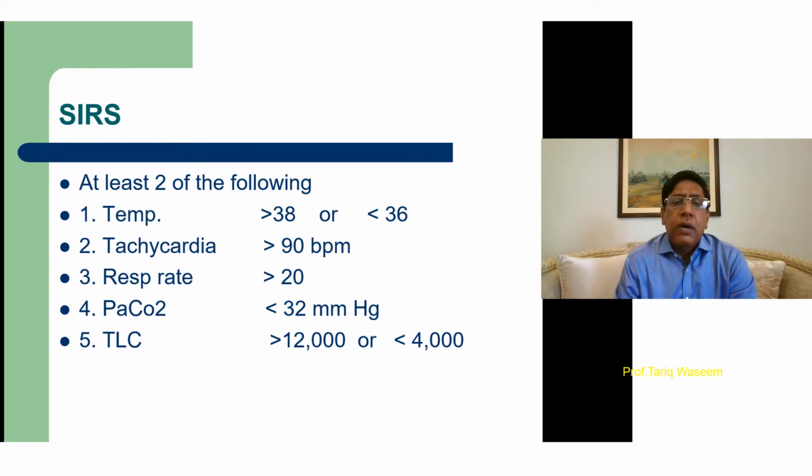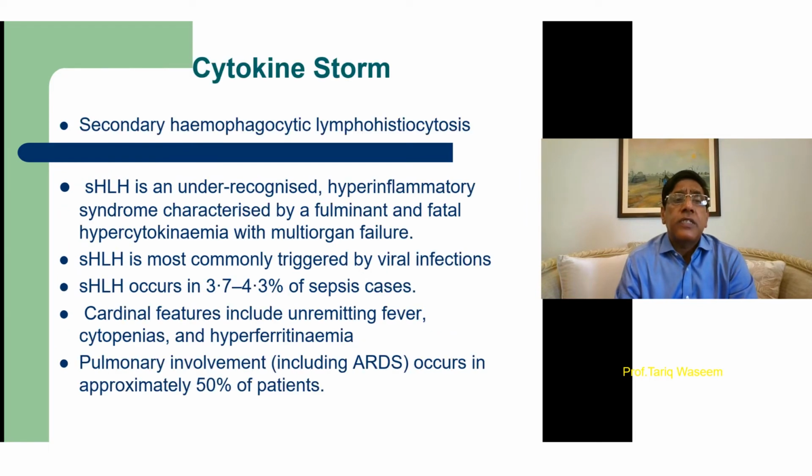This can be a manifestation of systemic inflammatory response syndrome, or in the setting of bacterial infection may be called sepsis. Now, how it happens, why it happens, this is what we call, and is now being more and more frequently called, a cytokine storm. The cytokine storm is secondary hemophagocytic lymphohistiocytosis. The term seems very complex and lengthy, but I will try to explain it.